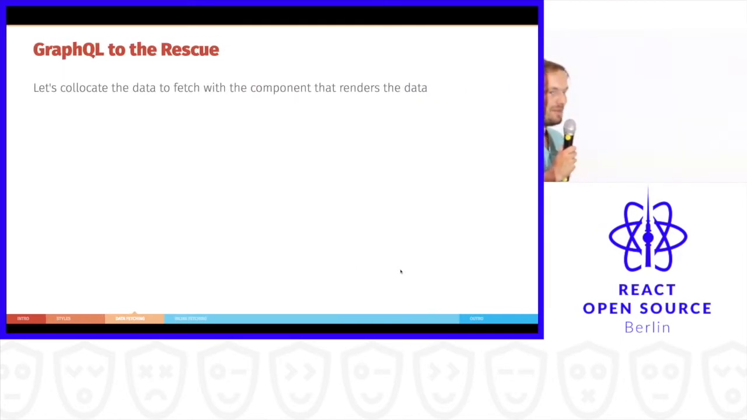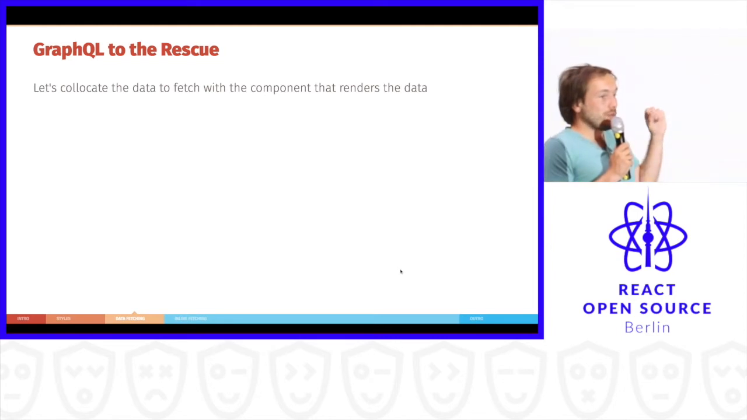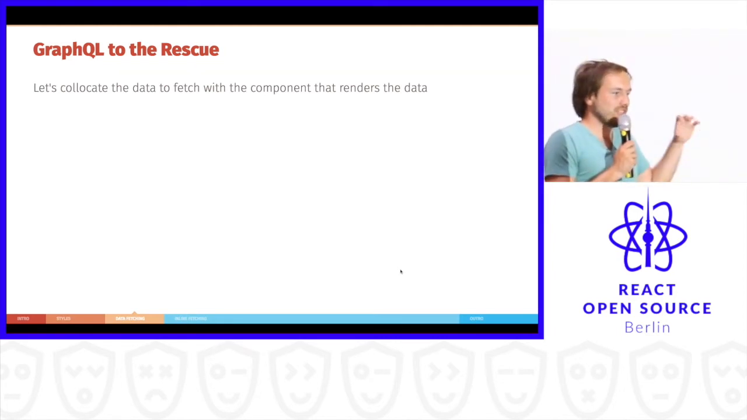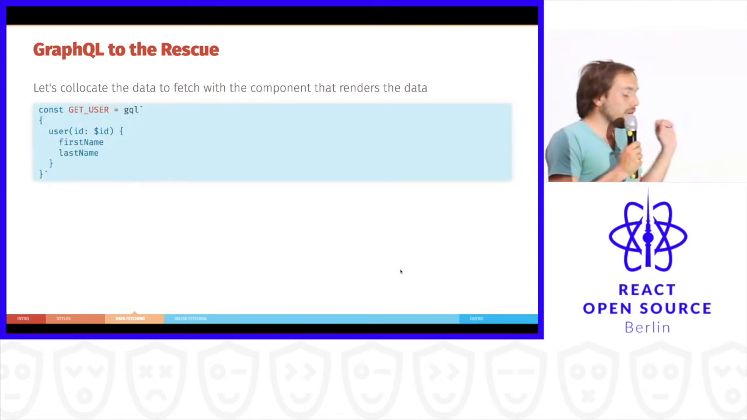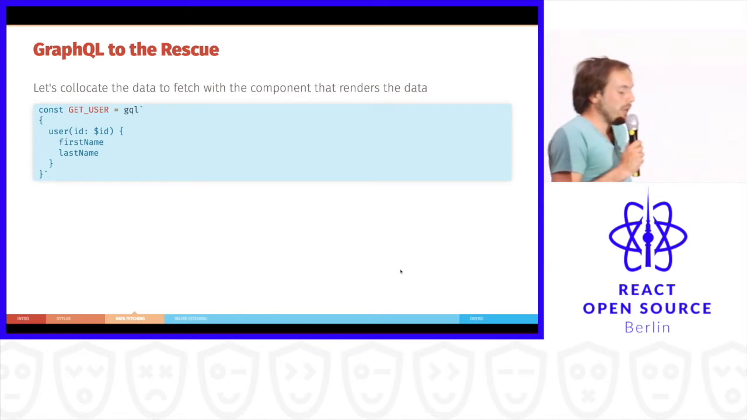GraphQL came from Facebook, and the idea here is to give the responsibility to the front end, so that your components can define what data they actually need, what shape of data, and you then ask for it. You can then define a query in your front end, for example, like this, where we're asking for a user of a specific ID, and all we need from that user is the first name and the last name.